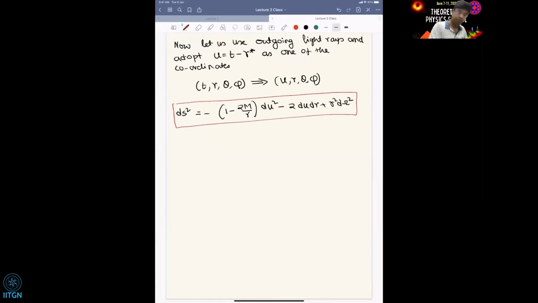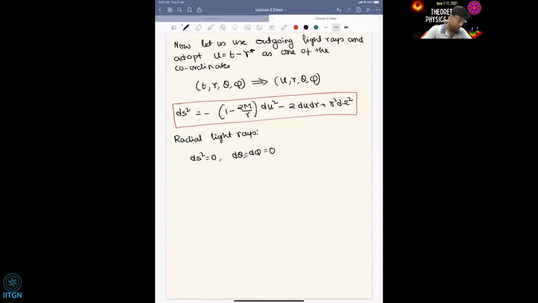Now let us understand, when I use this coordinate system, what is the property of the r equal to 2m surface. How do we do that? Again, the same idea. We look for the light rays, that is, we analyze radial light rays. How do radial light rays behave? It's very simple. For a radial light ray, we set ds squared equal to 0, and d theta, d phi all equal to 0, because theta and phi remain constant.